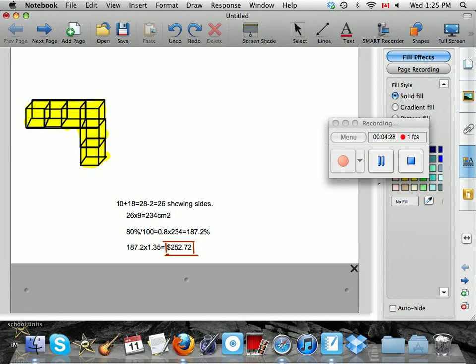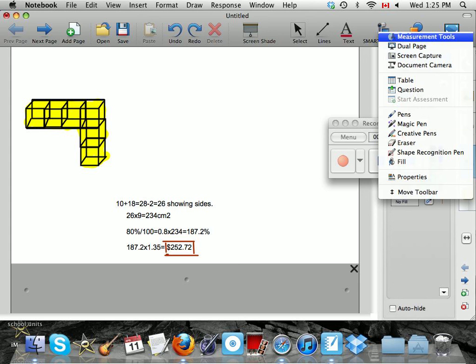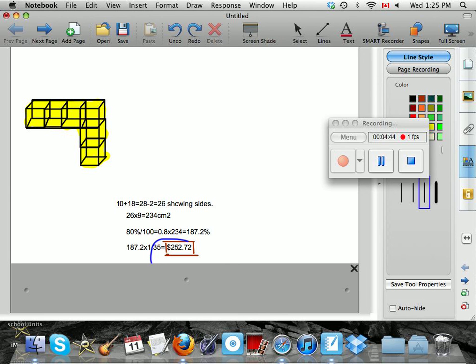So we did that math, and it equals 187.2 times 1.35 for the price of each, which equals $252.72 for 80% of the total surface area.